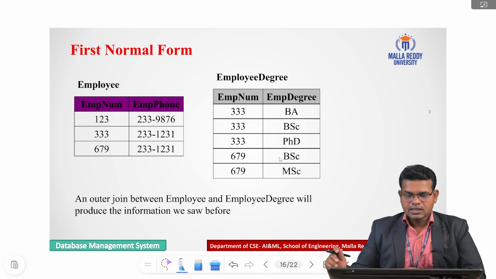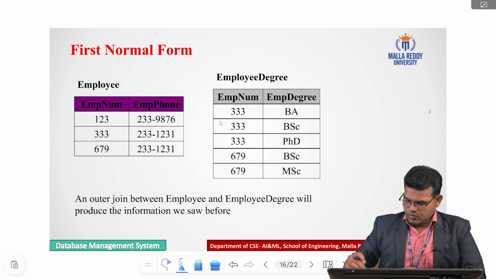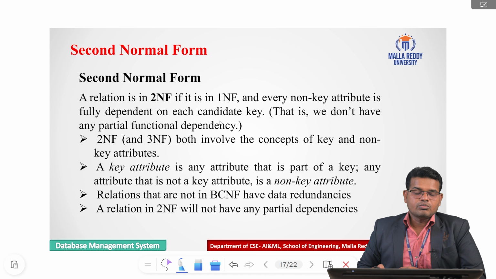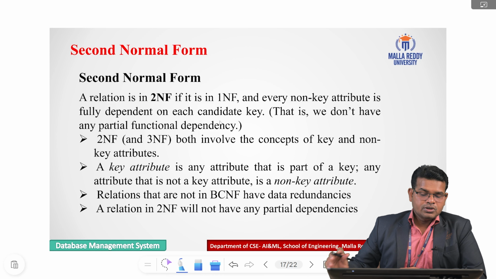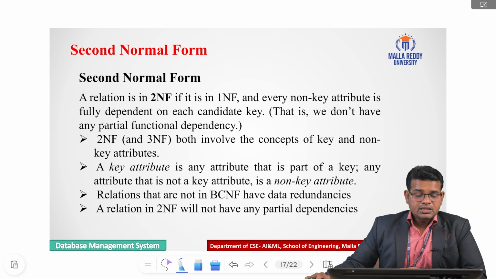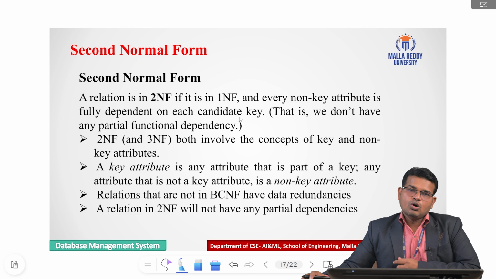Coming to the second normal form. So, how do we go with the second normal form? Second normal form has a restriction that every non-key attribute is fully dependent on each candidate key. Now, here we have to get more clarity on candidate key.